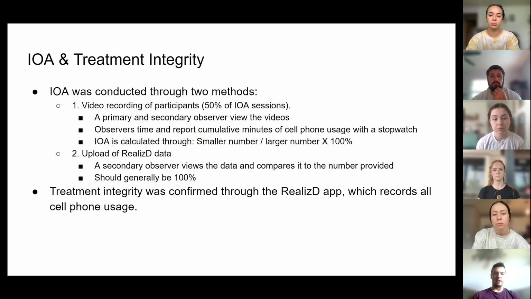The second method of IOA data collection was through the upload of RealizD data. And a secondary observer views the data and compares it to the number provided. This is done through screenshots of the RealizD app, and it should generally be 100%, because a secondary observer simply needs to view the data and make sure that the graph has properly confirmed that. Treatment integrity was also confirmed for the RealizD app, which has the benefits of tracking all cell phone usage and picks up instances. So this created an immunity to human error as long as the RealizD app was turned on.